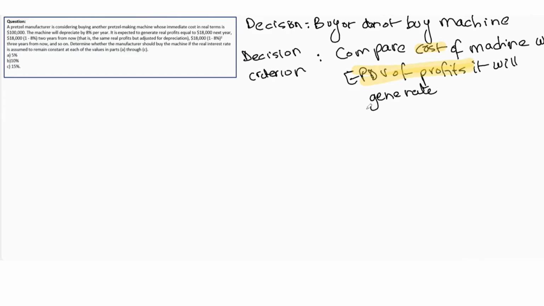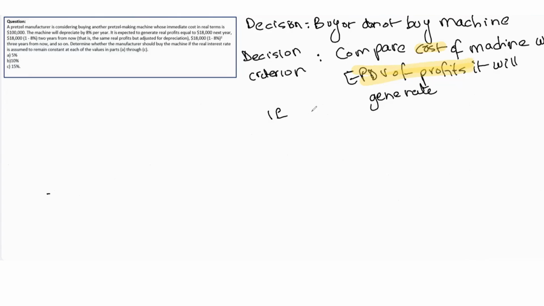The profits happen in the future, so we can't compare something that's happening today with something that's happening in the future. So we find the expected present discounted value of the profits, the value today, and then we can compare them once both are at the same point in time. The goal is to compare the cost incurred today with the expected present discounted value of profits, which is the value of all your future profits today.